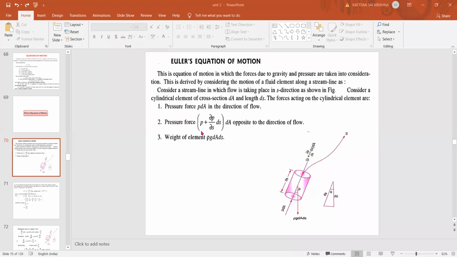Yes, we can take these 3 points, that is pressure, PdA in the direction of force, and pressure force in the opposite direction of the force. So 2 pressure forces and 1 weight. Force due to gravity is the weight here.